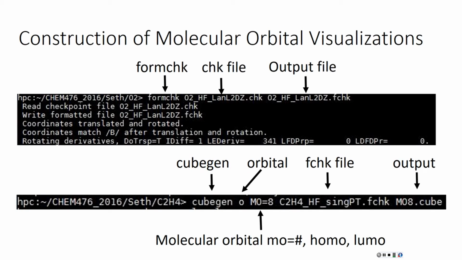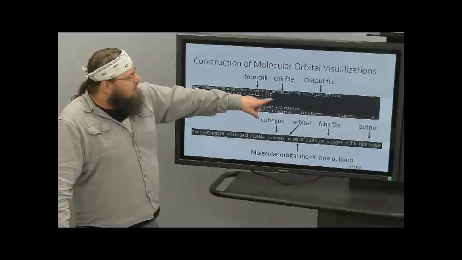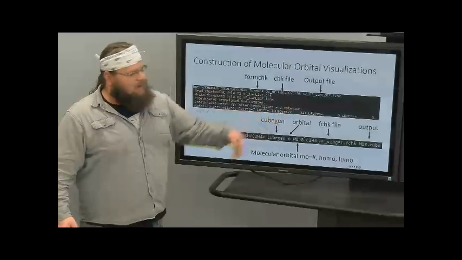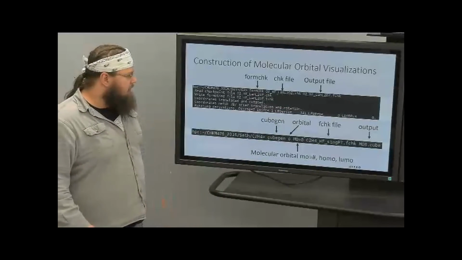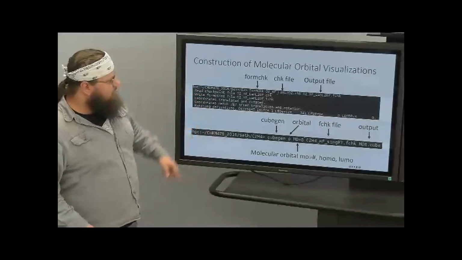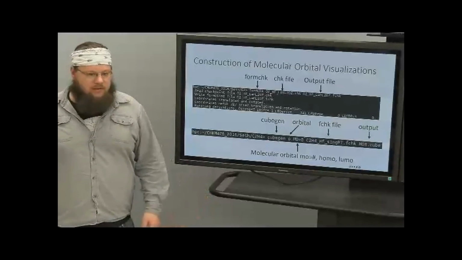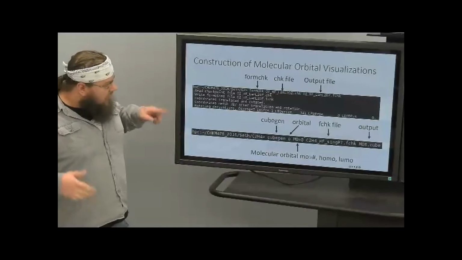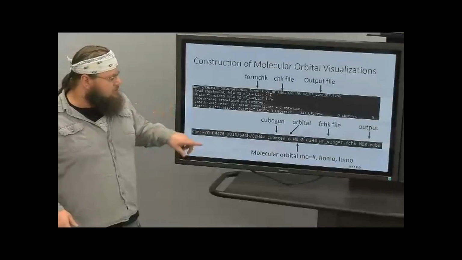So, construction of your molecular orbital files. We got a check file out when we run the calculations. You need to change that to an fchk file, so use this command, formchk. I did O2 because it's a very simple molecule. I have my check file, and then I tell it the output is an fchk file. You get some output that tells you, hey, it worked. And then you take that fchk file and make it a cubegen file.